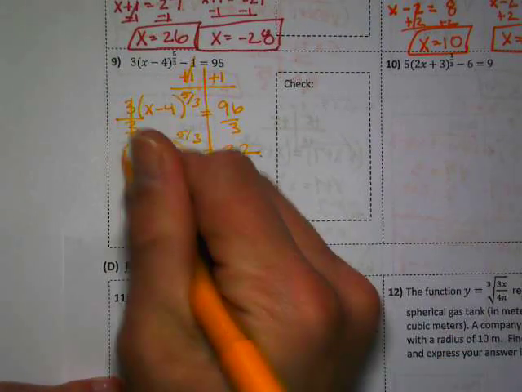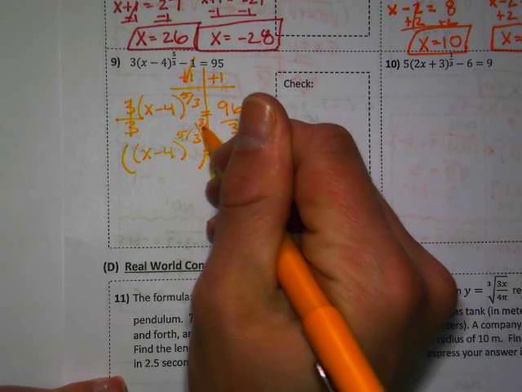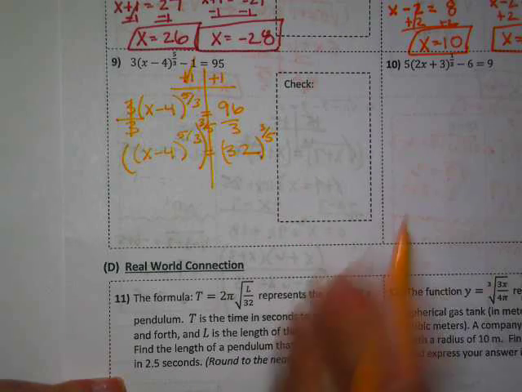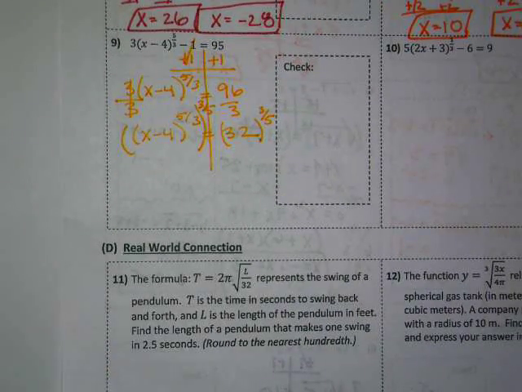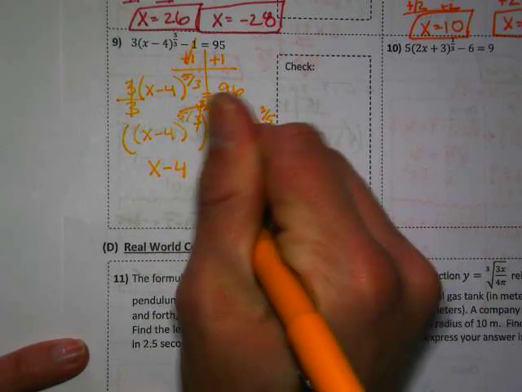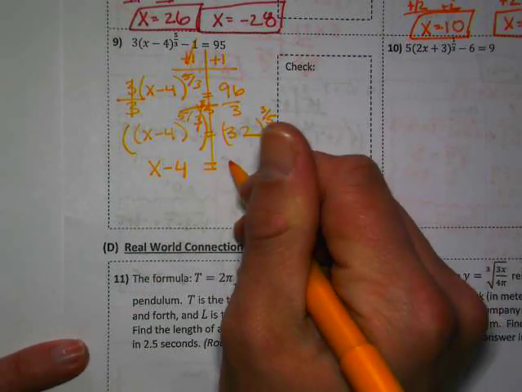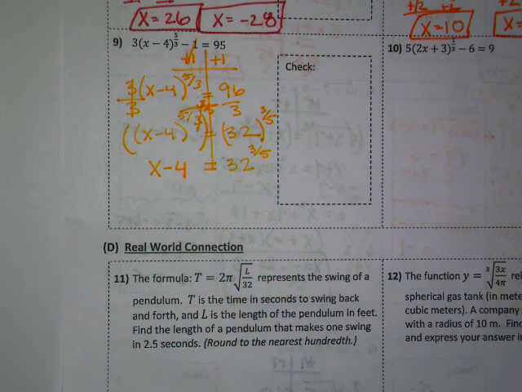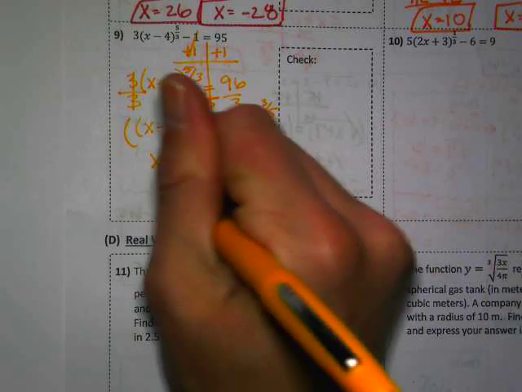Good, and then reciprocal. Do I need to slow down? No, it's okay. You're good. So reciprocal 3/5. So those guys go away. All right, so I have 32 to the 3/5. What is my root? 5. Does anybody know the 5th root of 32? 2.